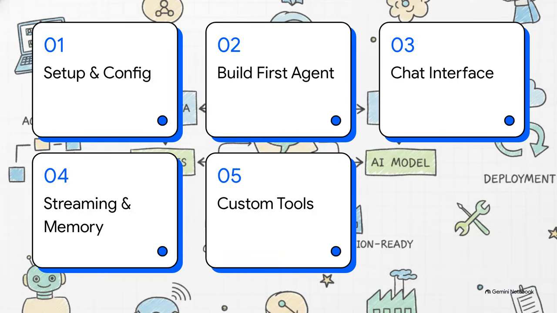Here is our zero-to-hero roadmap for today's explainer. 1. Setup and cost-saving configuration. 2. Building your first AI agent. 3. Creating the chat interface. 4. Real-time streaming and memory. And 5. Equipping agents with custom tools.